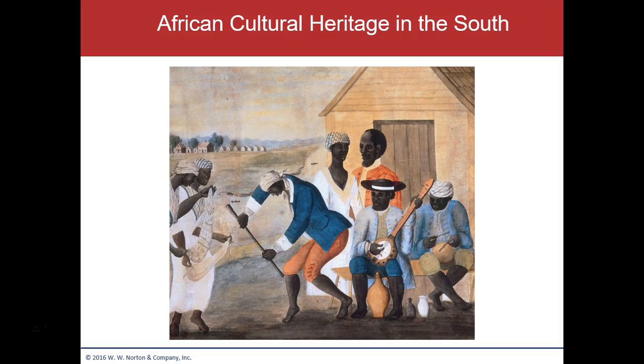Survival of African culture among enslaved Americans is evident in this 18th century painting of a South Carolina plantation. The musical instruments and pottery are of African origin, possibly Yoruban. Or Yoruban? Not sure how to pronounce that.